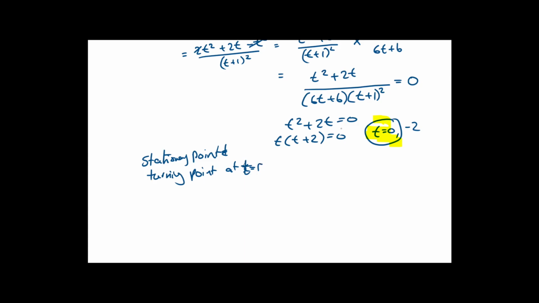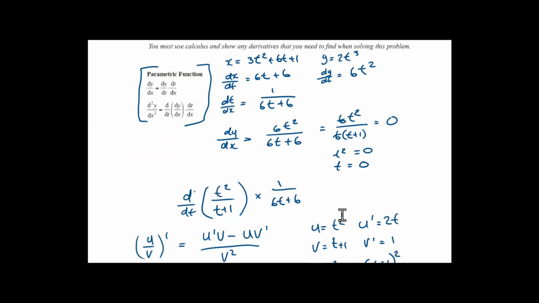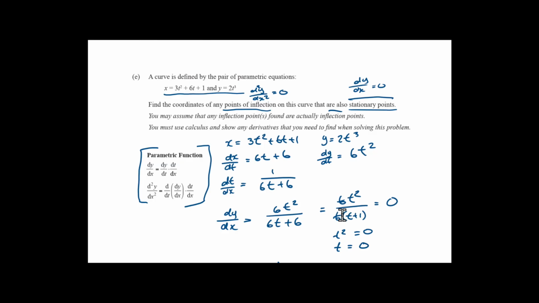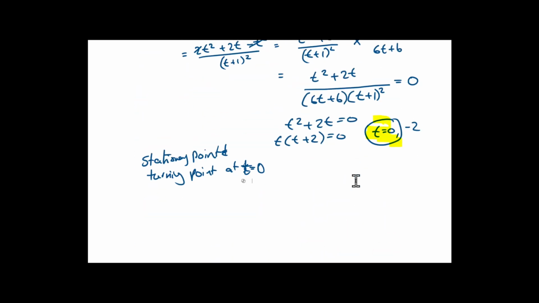At t equals 0, what am I doing? Let's go to the original equation. So 3t squared plus 6t plus 1. And we know that t equals 0. So 3 times 0 squared is 0, plus 6 times 0 is 0, plus 1, so it is 1 actually.